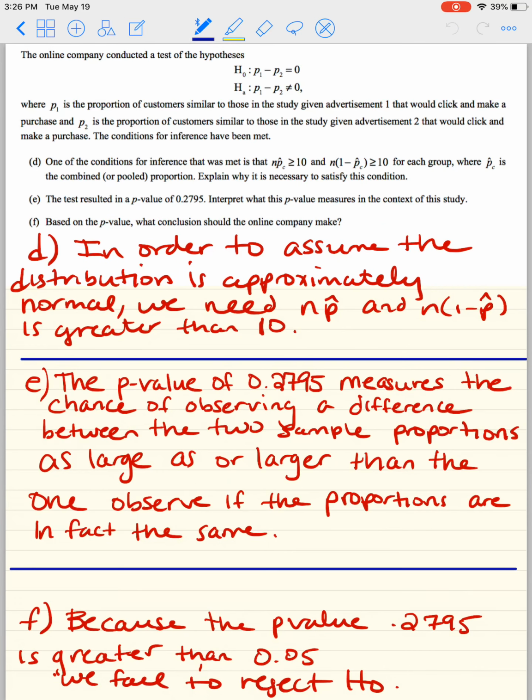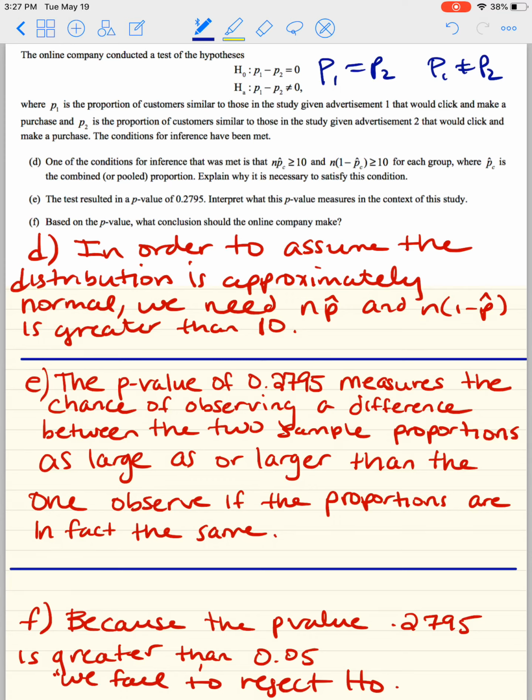Now let's try letter D, E, and F. The online company conducted a test of a hypothesis. H0: P1 equals P2, or P1 minus P2 equals 0. Ha: P1 does not equal P2. Where P1 is the proportion of customers similar to those in the study given advertisement 1 that would click and make a purchase. And P2 is the proportion of customers similar to those in the study given advertisement 2 that would click and make the purchase.